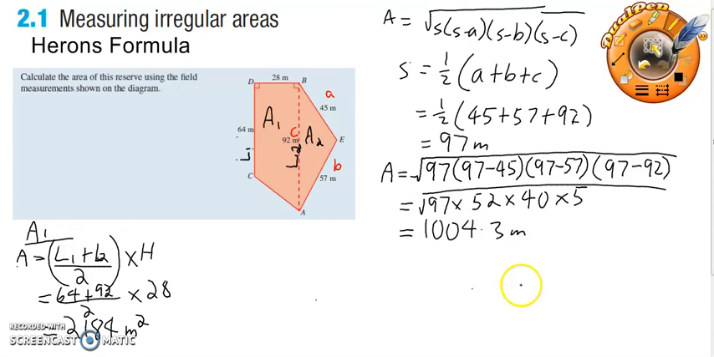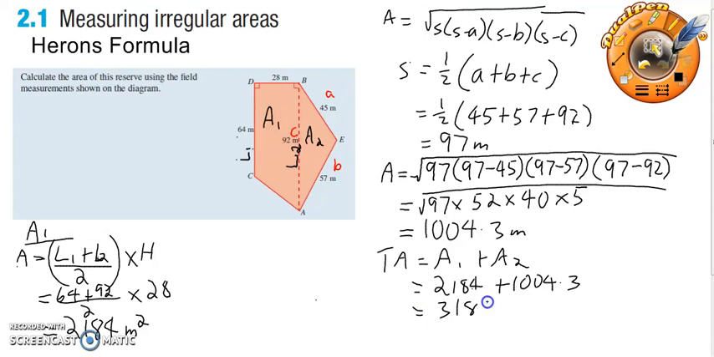1,004.3 meters squared. So, we found the area of area 1 and area 2. So the total area will be area 1 plus area 2, which will be 2184 plus 1004.3. And we get 3188 meters squared. That's rounded a little bit there. So really I should put the 0.3 in.